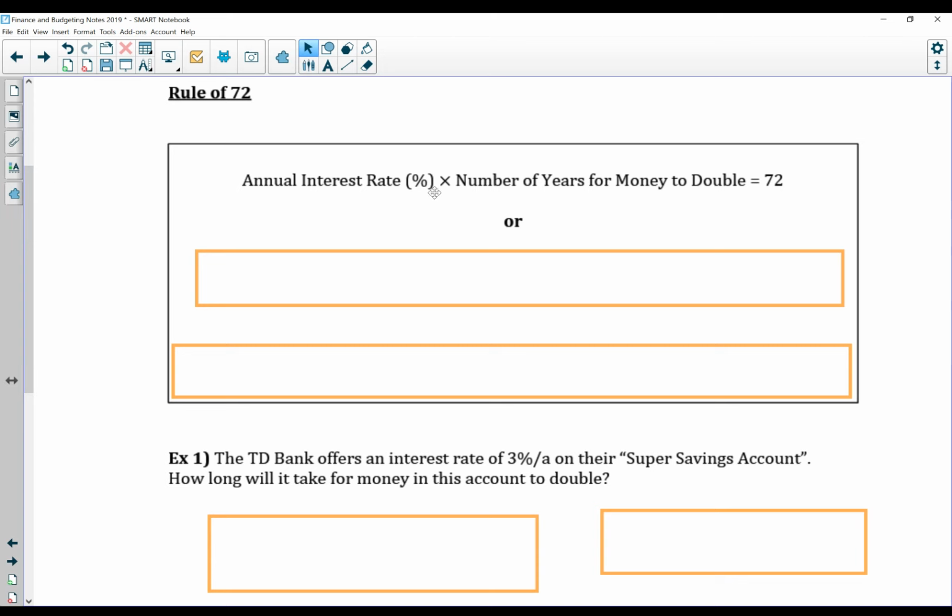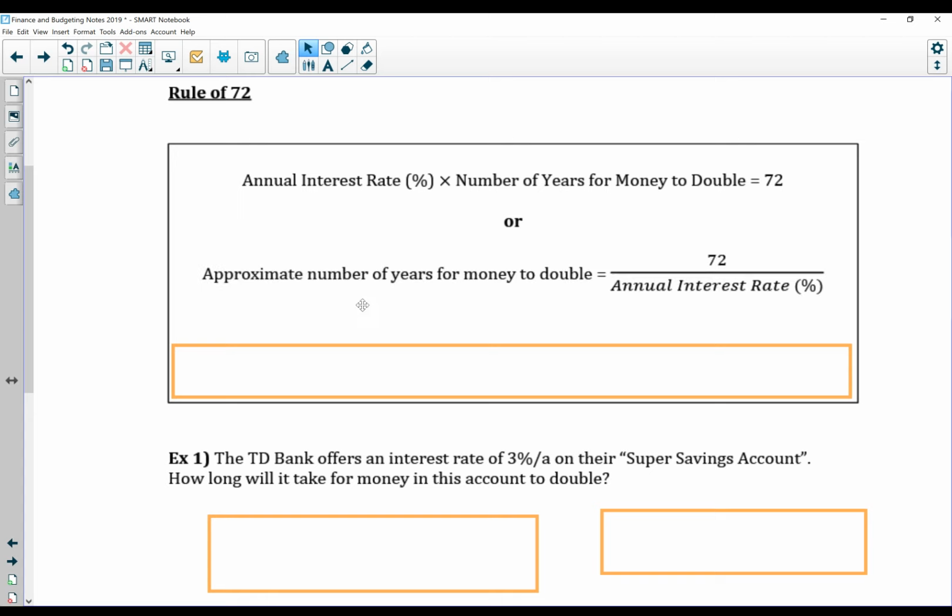If we rearrange this formula a little bit to look like this, the approximate number of years for money to double, if I want to figure that out, will equal 72 divided by the annual interest rate. So that's the formula that we're going to use mostly, to find the number of years for the money to double. We're going to take 72 and divide by our annual interest rate.